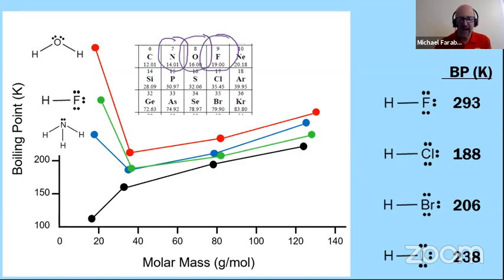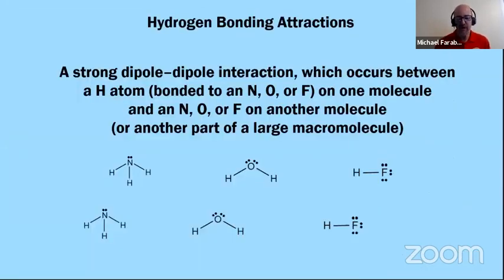So what do these 3 atoms have that's special? Well, they have a rather small size and a rather high electronegativity value. So based on that information, we have a special kind of attraction that has a different name. This is called a hydrogen bonding attraction. It is a strong dipole-dipole interaction which occurs between a small hydrogen atom that is bonded to either N, O, or F on one molecule, and the nitrogen, oxygen, or fluorine on another molecule.